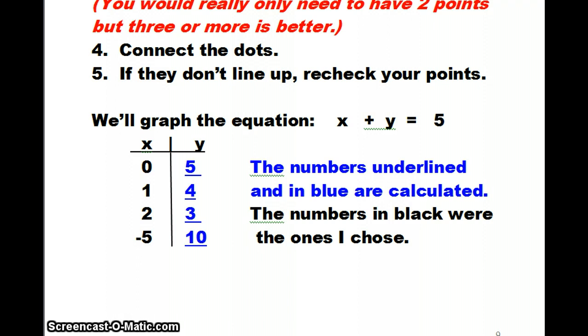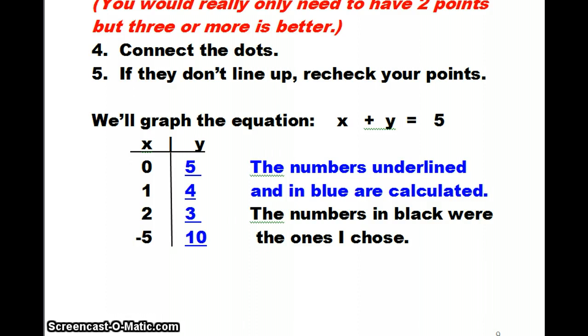So let's try an equation like x plus y is equal to 5. So we're going to draw our t-bar. The numbers that you see underlined and in blue are calculated. The numbers that are in black without an underline are the ones that I chose. You too can choose whatever numbers you want. It doesn't matter. You could choose 100, you could choose 1,000. Just remember that the size of your graph is going to determine how big you want it. So I chose x is equal to 0. If x is 0, I know that the value of y has to be 5 in order to add the two together and get 5.